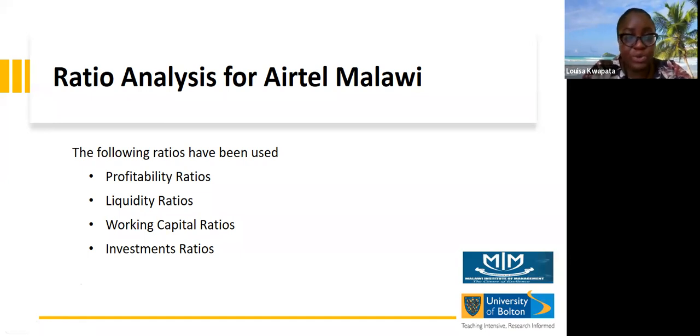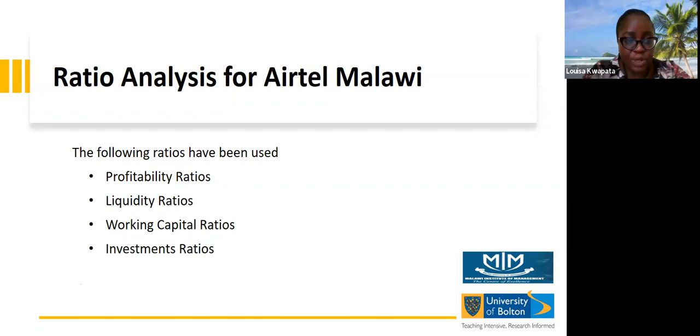Secondly, we are going to look into liquidity ratios. So these liquidity ratios are ratios that measure the level of liquid resources that the business has. In this case, we'll measure the liquid resources which Airtel has. And these liquid resources are the ones which enable the business to meet its financial obligations.